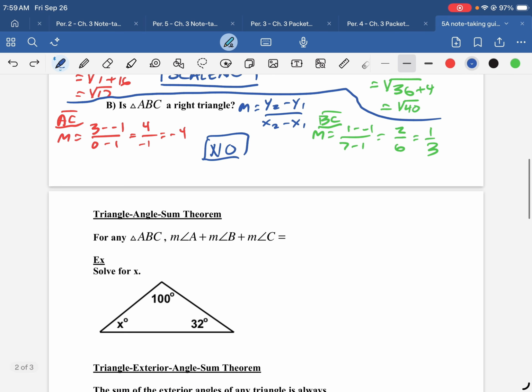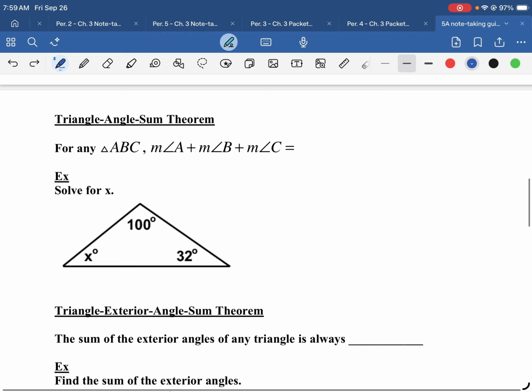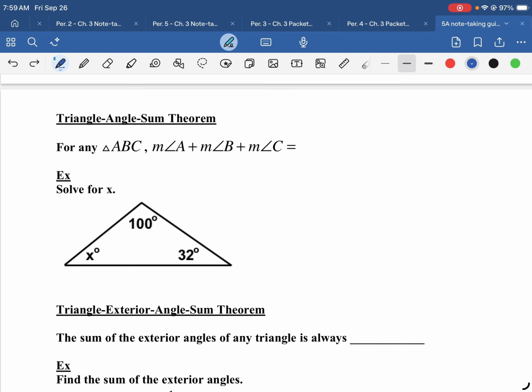All right, let's look at the triangle angle sum theorem. This says for any triangle, the measures of the three angles are going to add up to 180 degrees. That's always true. So anytime we have a triangle where we know two of the three angles, like we do in this next example, then we can find the third one. I can say here that x plus 100 degrees plus 32 degrees is going to equal 180 degrees. Okay, I can solve for x here.